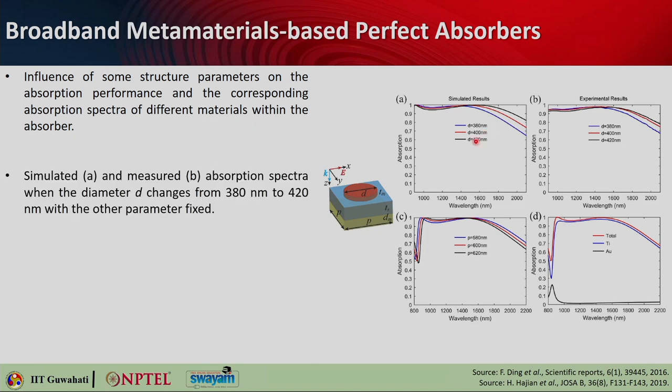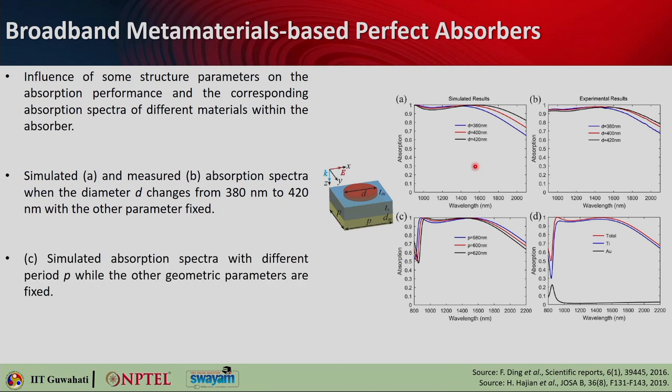So, this one is a simulated result where D is the disk diameter that has been changed from 380 to 400 to 420 nanometer. The same thing is also seen experimentally, and you can see how it changes. So, they are sensitive to the dimensions as I mentioned. So, you can design the disks based on your requirement.